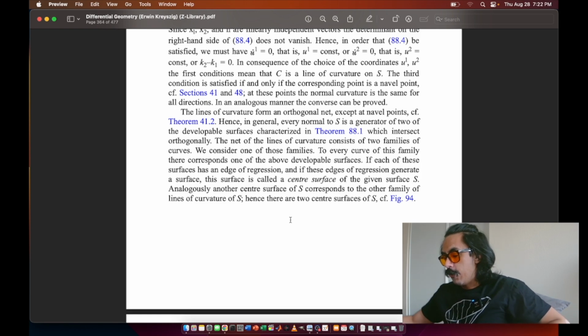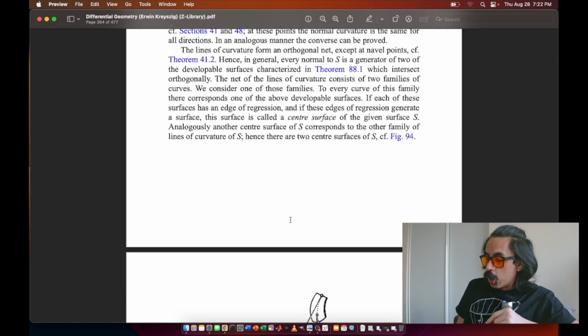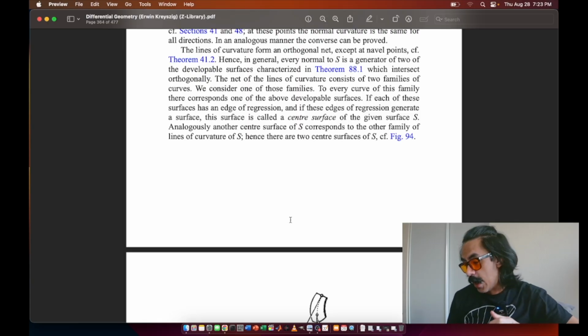Hence, in general, every normal to S is a generator of two of the developable surfaces characterized in theorem 88.1, which intersect orthogonally. The net of the lines of curvature consists of two families of curves. We consider one of those families. To every curve of this family, there corresponds one of the above developable surfaces. If each of these surfaces has an edge of regression, and if these edges of regression generate a surface, this surface is called a center surface of the given surface, capital S. Analogously, another center surface of S corresponds to the other family of lines of curvature of S. Hence, there are two center surfaces of S.